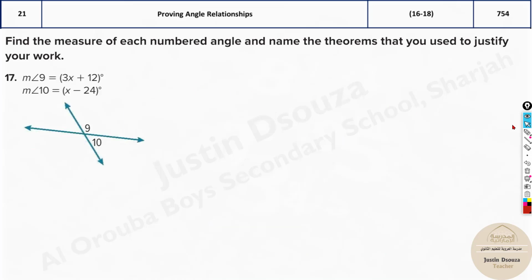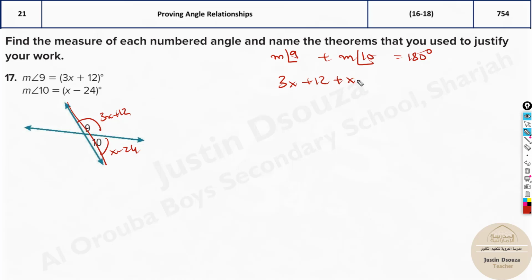And over here they have given angles in terms of equations. You can see this is 3x plus 12 and this over here is x minus 24. So how can we solve it? When you add them up, they are 180 degrees because they're a linear pair. It's on a straight line, or they're supplementary, isn't it? So first, before that, write the measure of angle n plus the measure of angle 10 is equal to 180 degrees. So 3x plus 12 plus x minus 24 must be equal to 180 degrees.